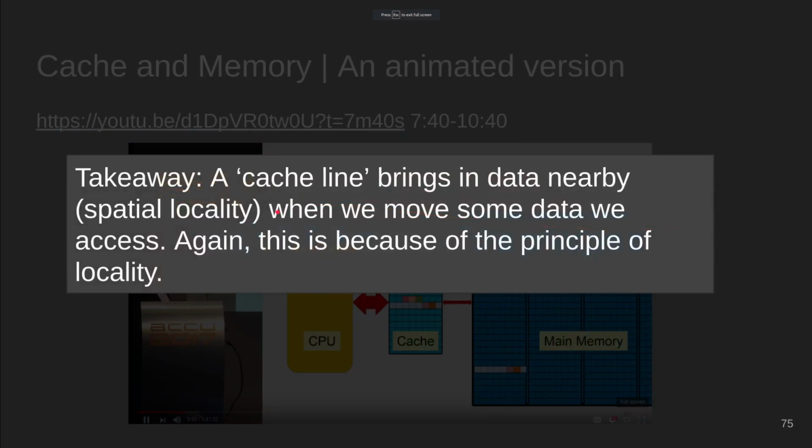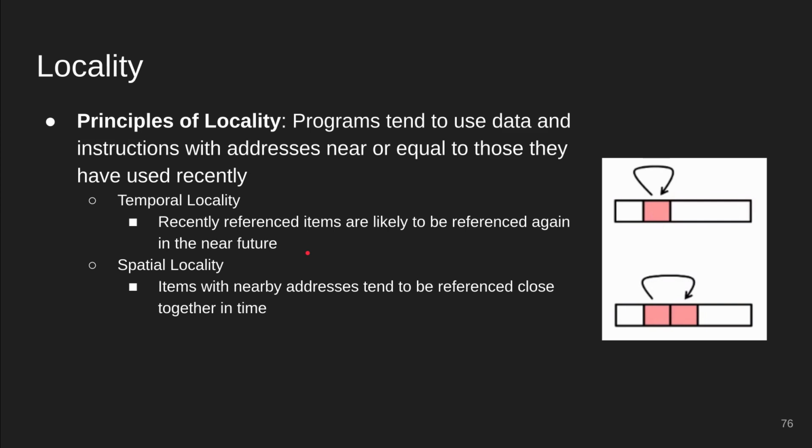So the takeaway from this video is that a cache line brings in data that's nearby. So we have good spatial locality. And then, it's likely that we're going to access memory that's in close proximity to other memory that we're accessing. Okay, it's the principle of locality, where you tend to access things over and over again in time. This is temporal locality, right? It's a single value in a loop you're accessing over and over again. So we want that data to be in the cache.